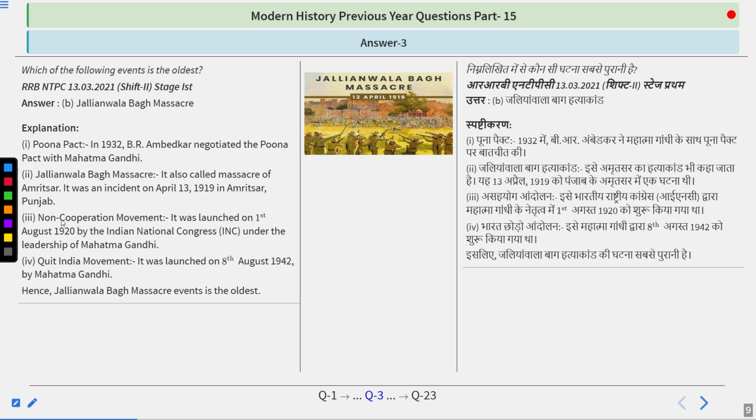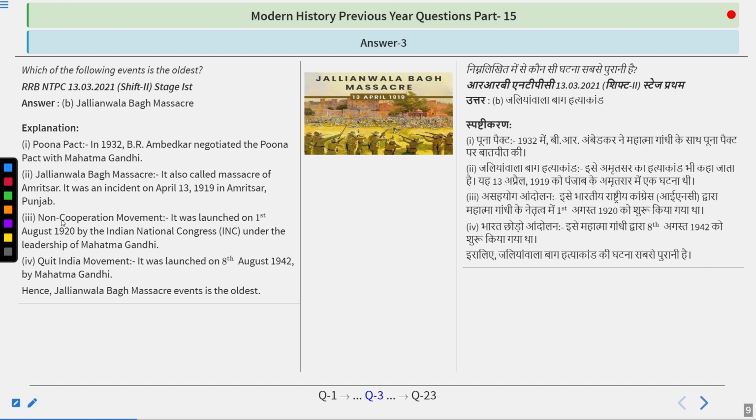The Jallianwala Bagh Massacre is also called the Massacre of Amritsar. It was an incident on 13 April 1919 in Amritsar, Punjab. It was an event that occurred after the Rowlatt Act came, and there were some uprisings in the Punjab area. That is why Michael O'Dwyer, the governor of Punjab, called for martial law and ordered Reginald Dyer to set an example.